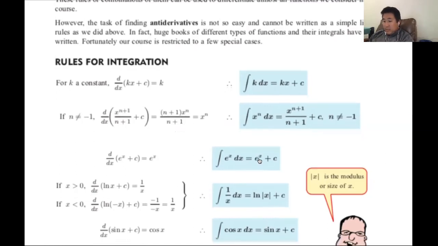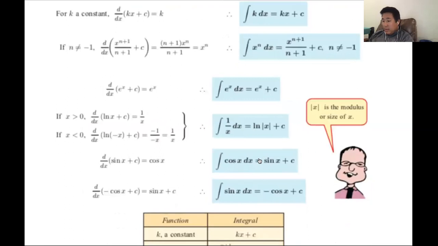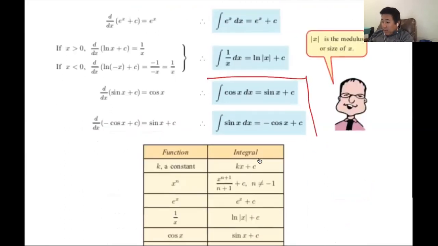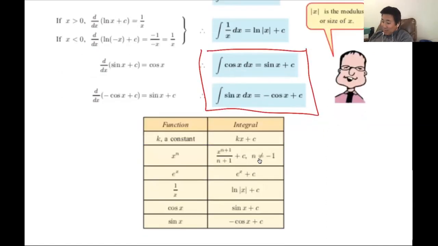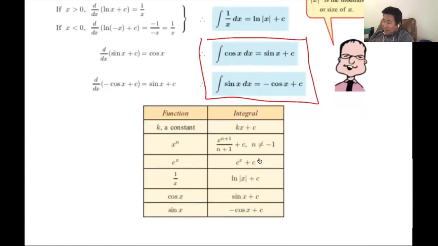So for a constant, the integral is k times x, the constant times x plus c. For powers, you add 1 to the exponent and divide by the new power plus c. e to the x plus c. 1 over x integrates to ln of the absolute value of x plus c. Here's some new ones. The antiderivative of cosine is sine of x, and the antiderivative of sine of x is negative cosine of x plus c. And this is the one that's really tricky for students because now it's like opposites. Remember, the derivative of sine was cosine, and the derivative of cosine is negative sine. So now the integral of sine is negative cosine.